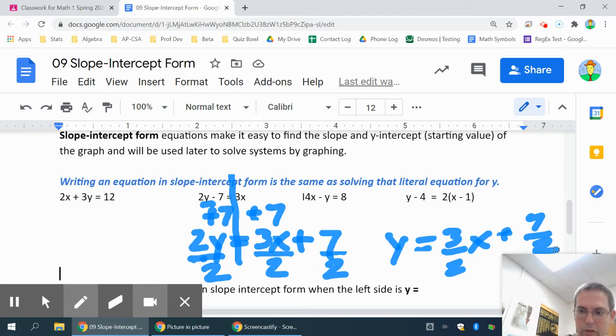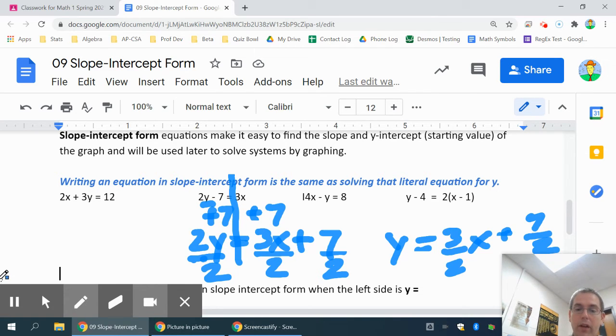If you wanted to, you could make those decimals, but usually we just leave them as fractions, if they can't reduce. But you notice I just added 7 to both sides, they weren't like terms, so I stuck it on the end, then divided every single term by 2, because when I divide off, I have to do every term.